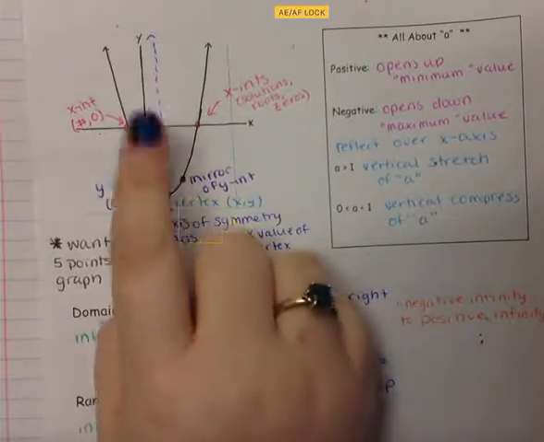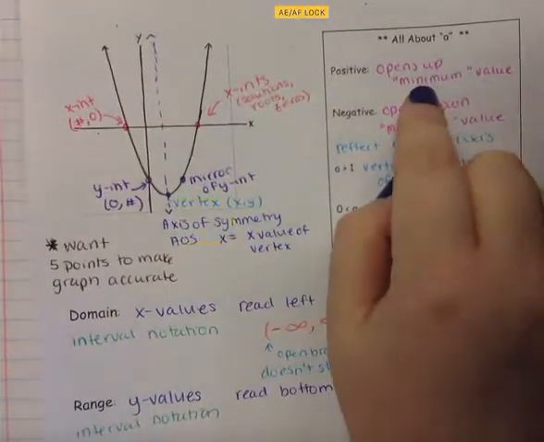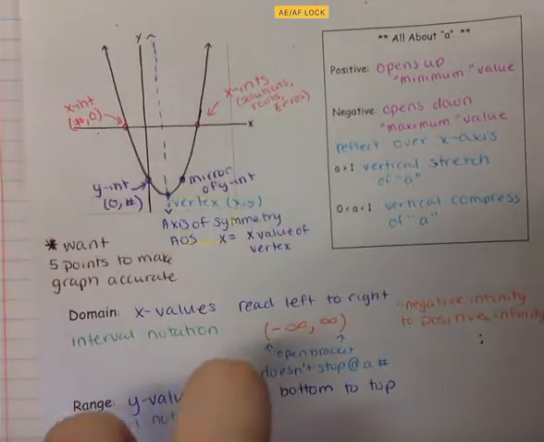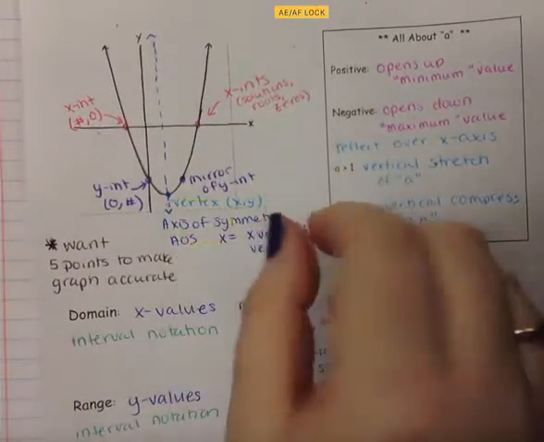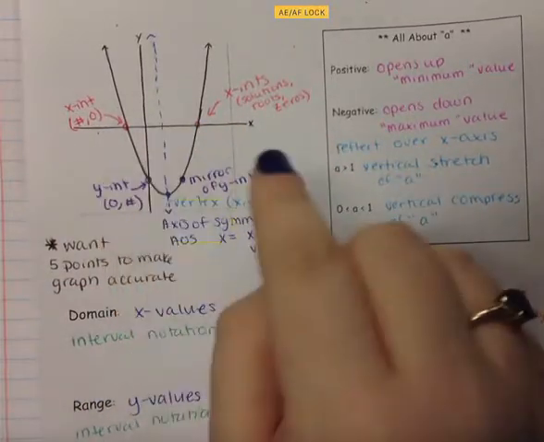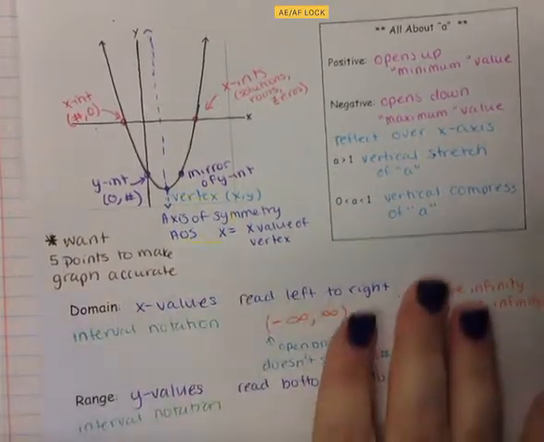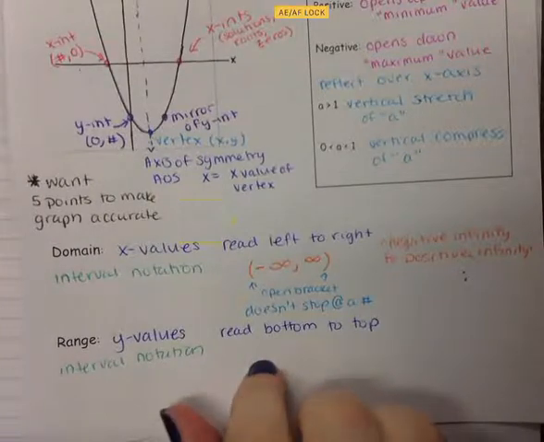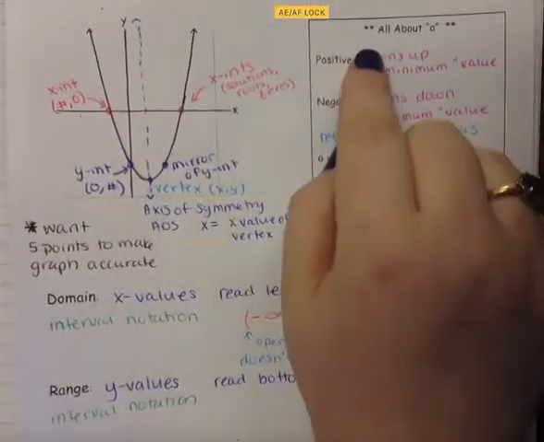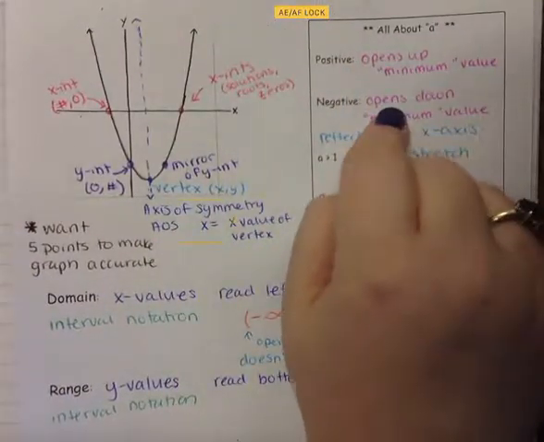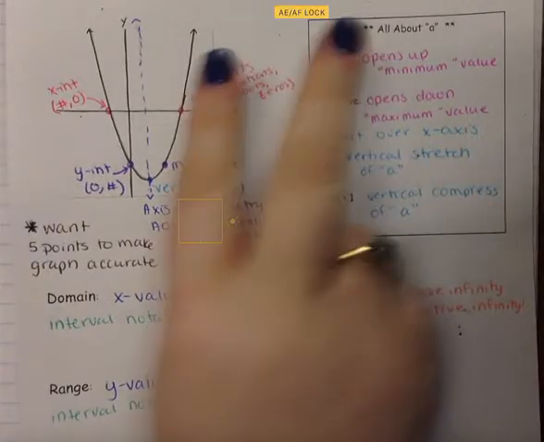Because it's going to have to either go up forever and have a minimum value, or it's going to have to go down forever and have a maximum value. So it will stop. It'll curve somewhere and then go back in the direction it came from. So for a range, we actually have to write out what the two possibilities are. Because we can have a minimum value and we can also have a maximum value, we have two possibilities for our range.